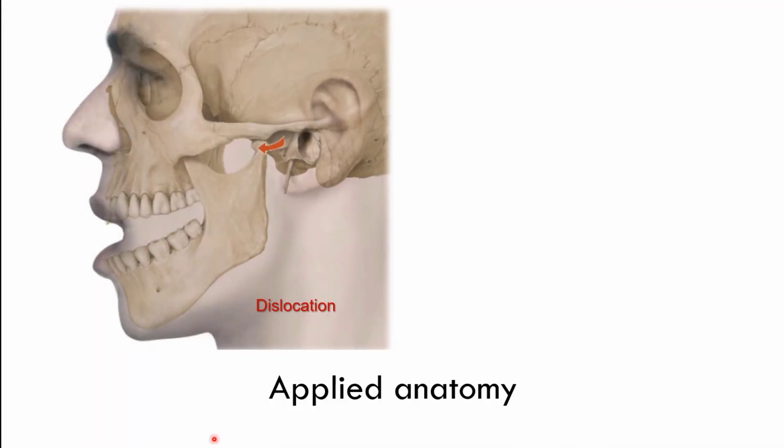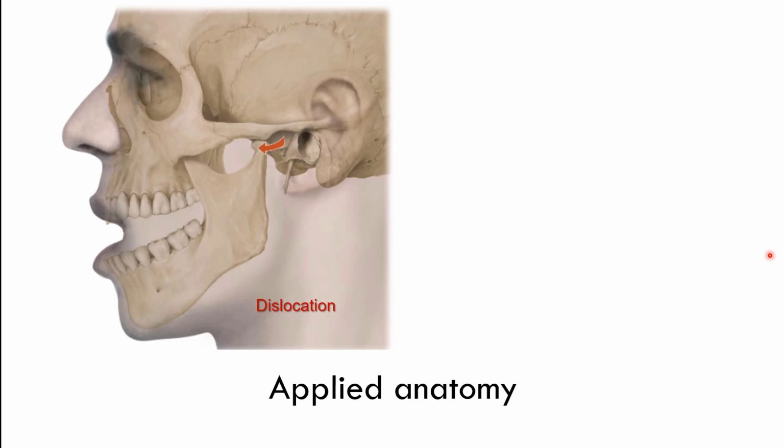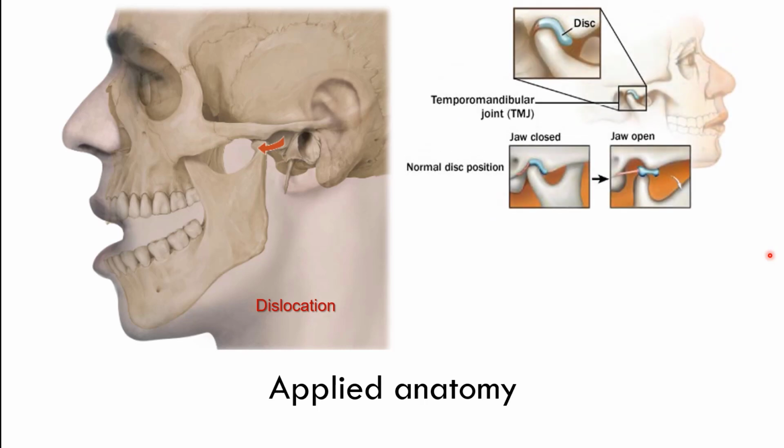To mention a few applied anatomy points of this region, this is dislocation of the jaw. You can observe here the head of the mandible has been displaced out of the mandibular fossa. This is a normal temporomandibular joint. You can see the disc here. So this is the normal disc position when the jaw is closed.